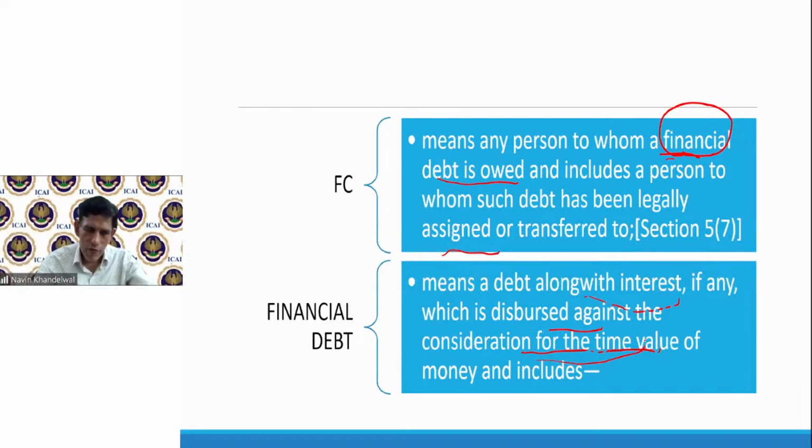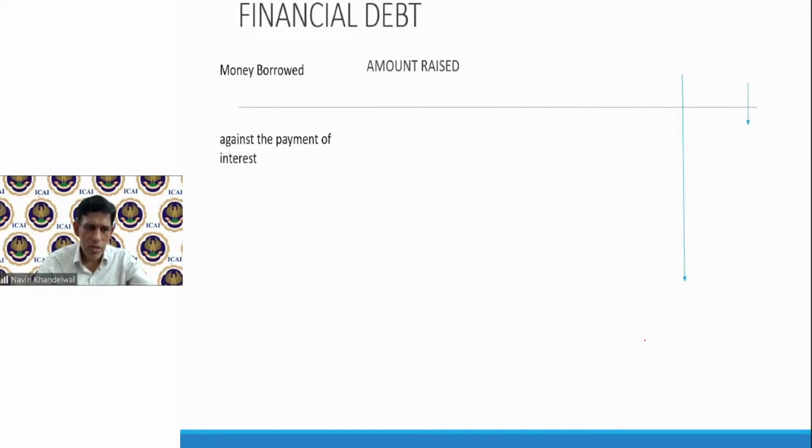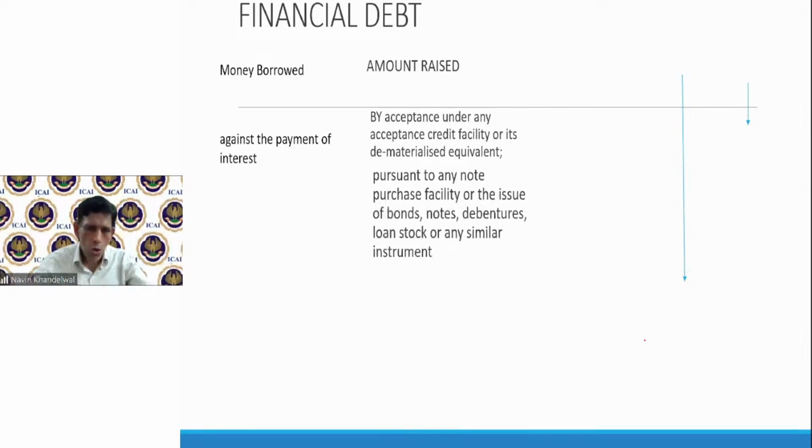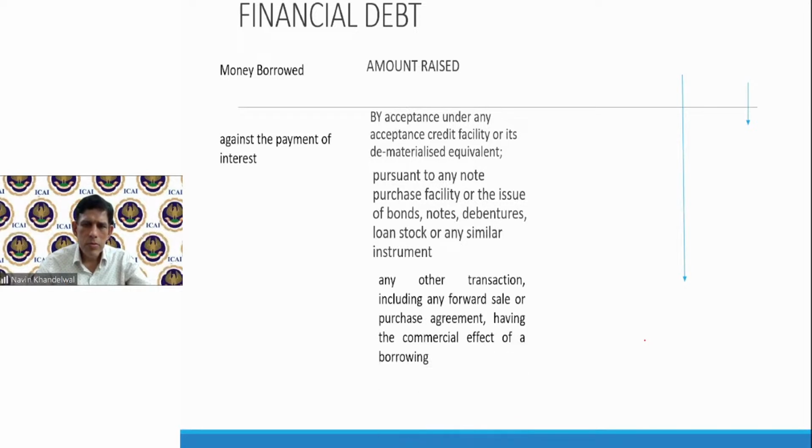And it includes the following transactions: money borrowed against payment of interest. That is very simple. You have taken a loan, a term loan, it will be included. Amount raised by acceptance of a credit facility like a CC limit, or pursuant to any note purchase facility, or the issue of bonds, notes, debentures, loans, stock, or any similar instrument. If you issued debentures, bonds, or any other similar instrument. Any other transaction, including any forward sale or purchase agreement, having the commercial effect of borrowing.